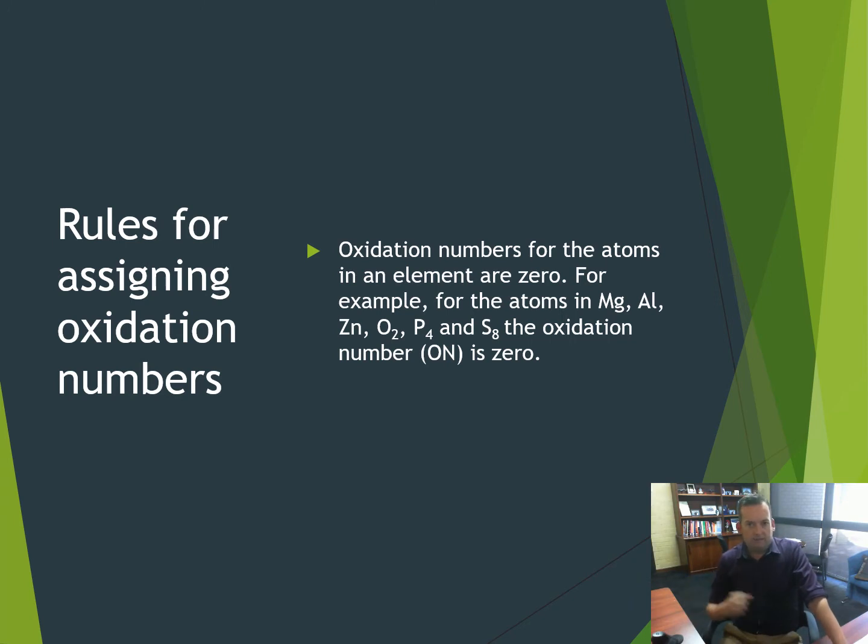This is the easiest one. For elements in their neutral state, the oxidation number is 0. So magnesium, aluminium, zinc, all metals in their neutral state, the oxidation number is 0. Oxygen, O2, well, it's not an atomic state, of course, it's a molecule, but it's the natural elemental state, 0. Phosphorus exists as P4, sulfur as S8, so it's 0 in the elemental state. So that's the first rule that we have to learn. It's an easy one.